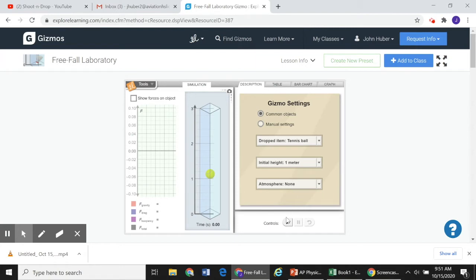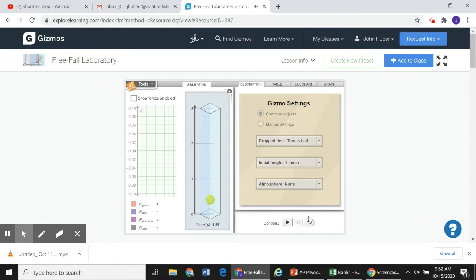I set the dropped item to be a tennis ball, and I made it to be no atmosphere, so we wouldn't have to deal with air resistance. Usually when we did this in class, we would do it with an object that was big enough that air resistance wouldn't really be a factor. And notice when you hit play and you drop it, it bounces.